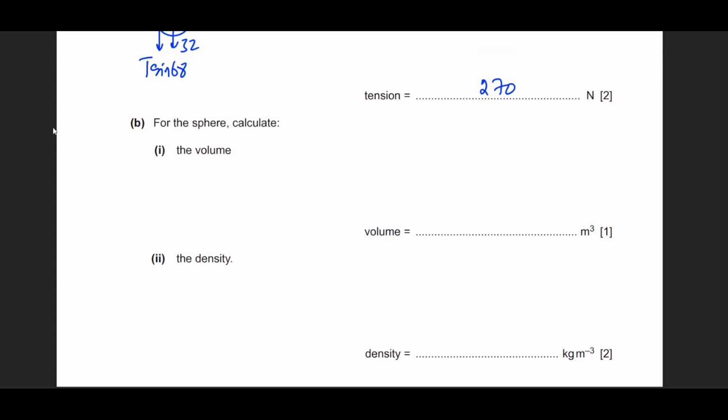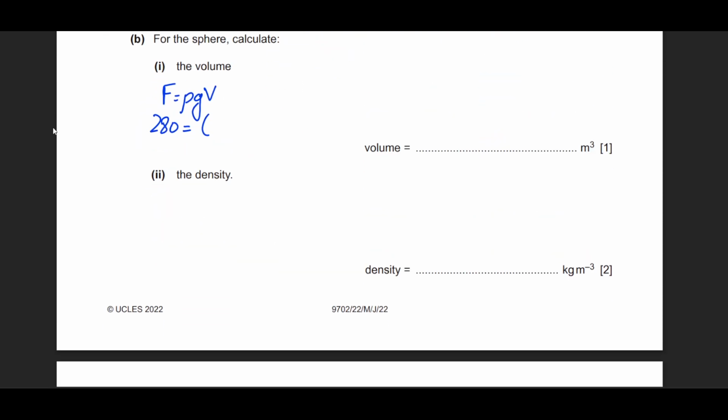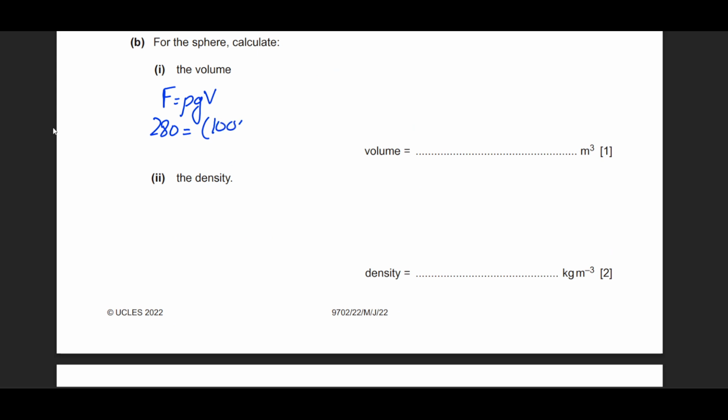So we know the Archimedes principle, which is F equals rho gV. The upthrust was equal to 280. The density of the water in which this is placed is 1000 kilograms per meter cube. So 1000, g is 9.81 and V is the volume of the displaced liquid, which was displaced by the sphere itself, which would be 0.0285. So this becomes 0.029 meter cube.